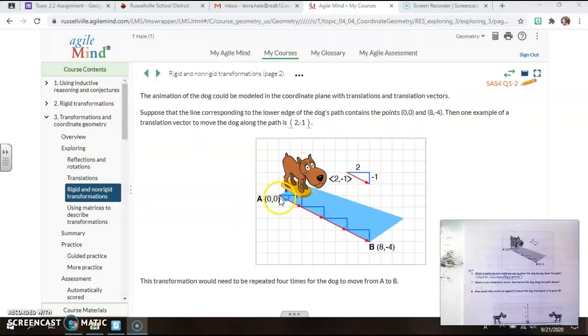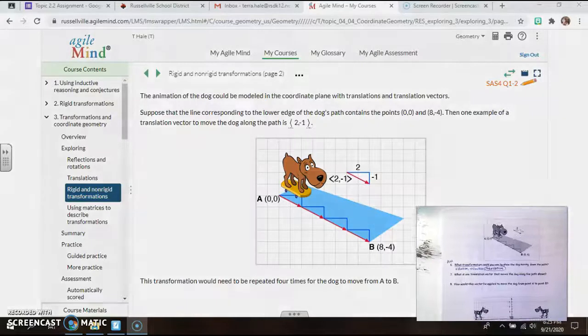Now, how many times would we have to go to the right 2 and down 1 before we would end up at our final destination of (8, -4)? We would have to repeat that 4 times. So, right 2, down 1, right 2, down 1, right 2, down 1, right 2, down 1. So, repeating it 4 times would get us to our final destination.